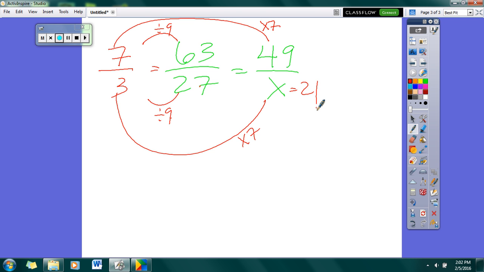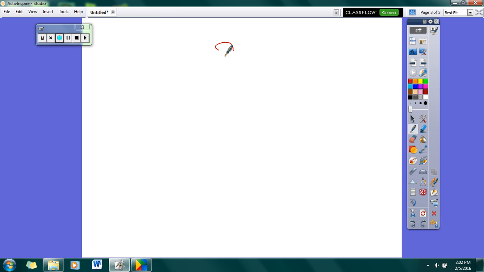Let's look at another example. What happens if I have 81 over 18? And that's going to be equal to 36 over x. Again, I can't think of a number off the top of my head that can go from 81 to 36. So I'm going to reduce this into simplest form and then try to see if I can get to 36. So I'm going to reduce both my numerator and my denominator by 9.